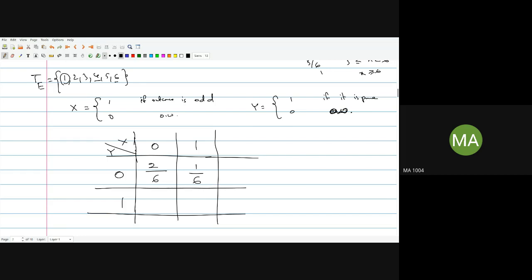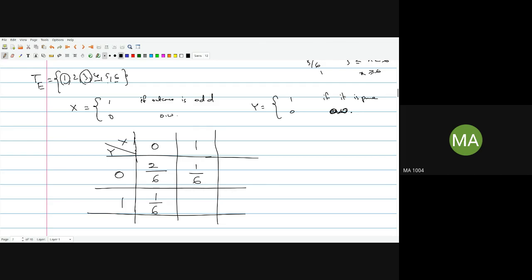And here x should not be odd, and it should be prime. So it should be even and prime. Only 2. So that means 1 by 6. And finally it is x is odd as well as prime.